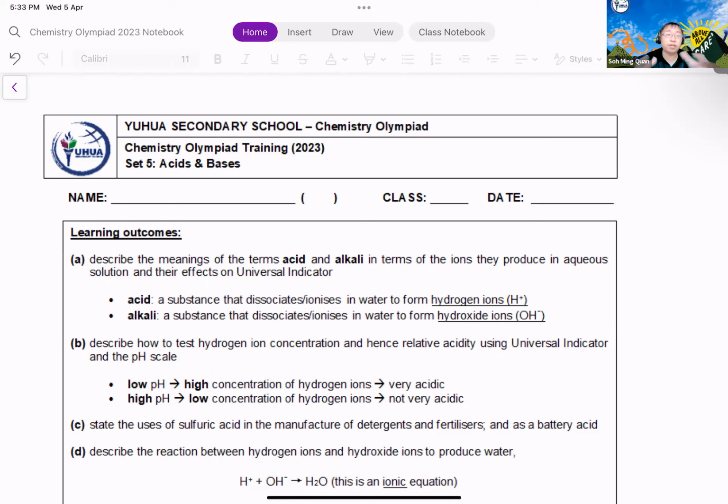Now, this is already the 5th training for Chemistry Olympiad. As mentioned just now, we are moving on to the reactions of acids and bases so that you have a better idea of the basic reactions that acids and bases undergo. For the Sec 4 students, today will be more or less a revision.